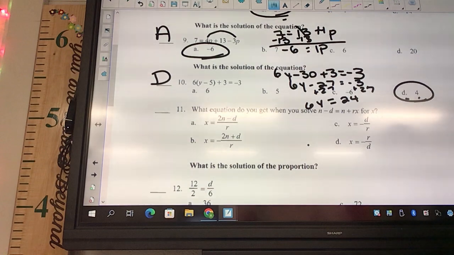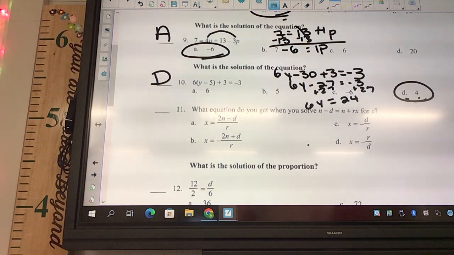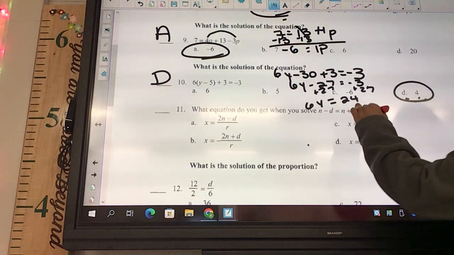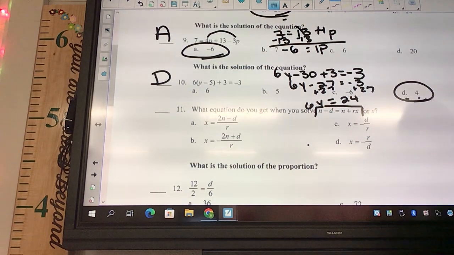Okay, which equation do you get when you solve for what letter? What letter do they tell you to solve for? X. Okay, so your first step is going to be to find the x, okay, in this equation, okay, and start moving stuff away from it, okay? So our first step is going to be to do what?